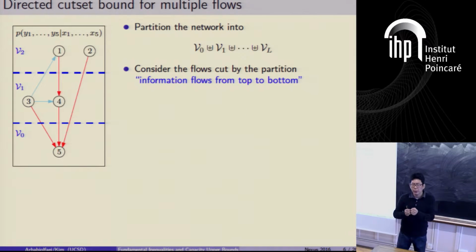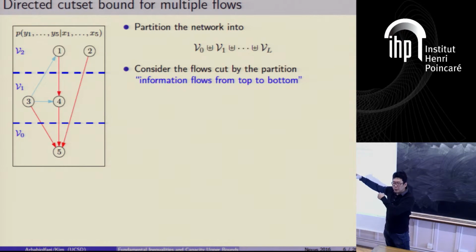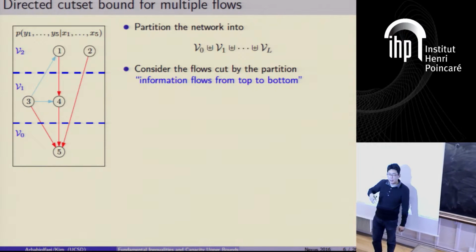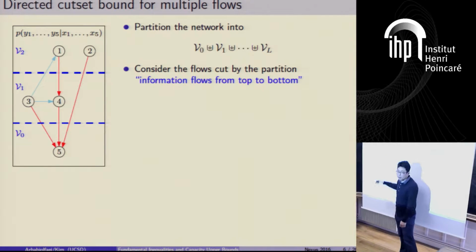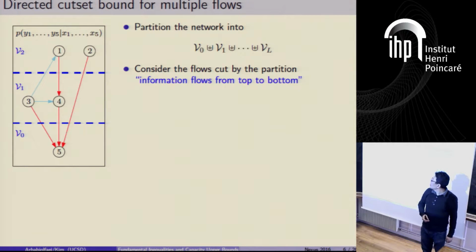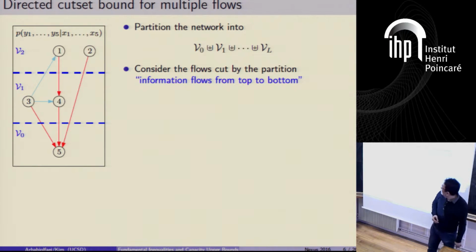So I'm just drawing the graph that represents the flow, and I partition the nodes in a way that they are partitioned into different floors, with some direction, say top to bottom, and then I look at all the flows that are going from top to bottom. I see. Okay? So right? So you ignore the light blue ones, the 2 arrows?